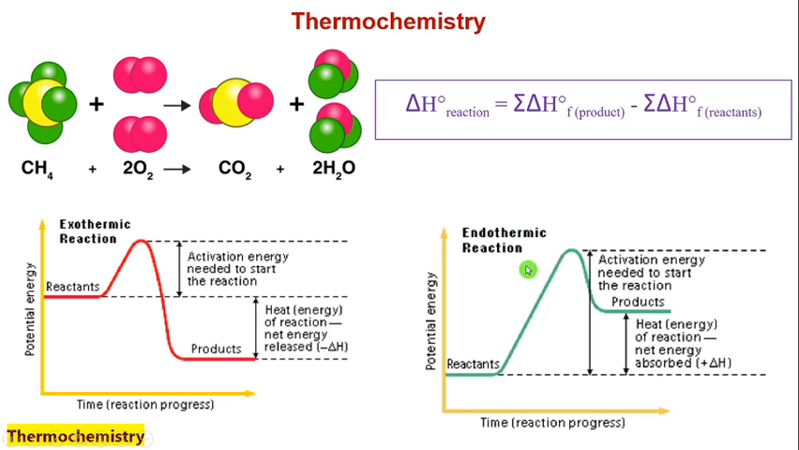In the case of an endothermic reaction, the reactants are at a lower energy level compared to the products. So the energy has to be given to the reactants so that the reaction goes ahead and the products have a higher amount of energy. The difference in energy is the amount of heat energy absorbed by the reaction. So the cumulative energy of the products minus the cumulative energy of the reactants is the heat of reaction. This is a basic definition.